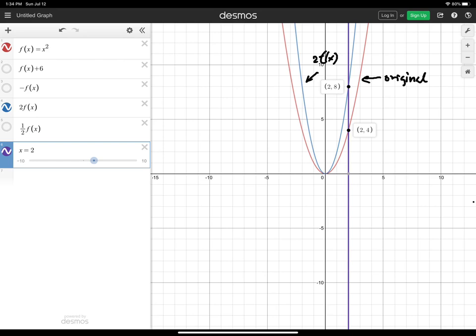Now, I added a vertical line just to show you the difference between the two. And check this out. When the vertical line x equals 2 crosses both parabolas, you can tell the difference by their y value. Notice, one is 4, one is 8. So whatever the original is, the new graph is 2 times that.